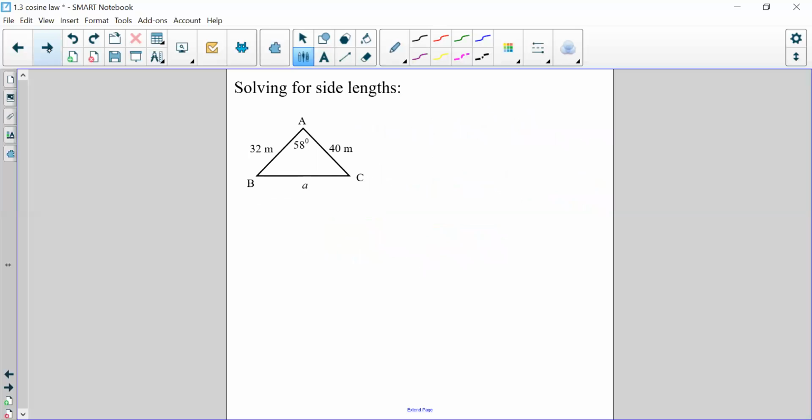Here's another scenario. I want you to pause this video, and on your worksheet or in your notebook, go ahead and try to solve for A. And once you have that, then go ahead and play the video and see if you got the same answer as what I did.